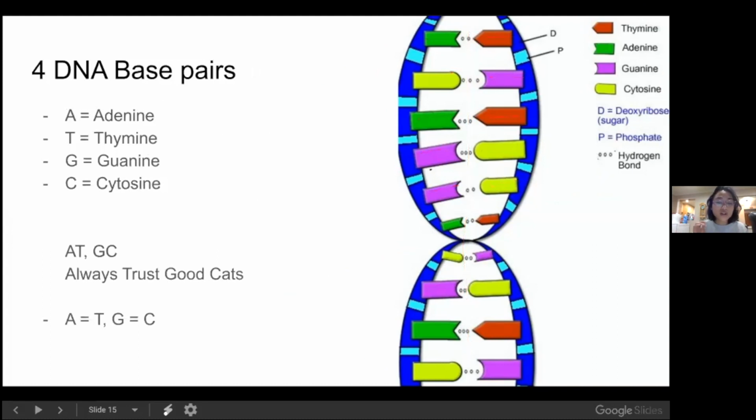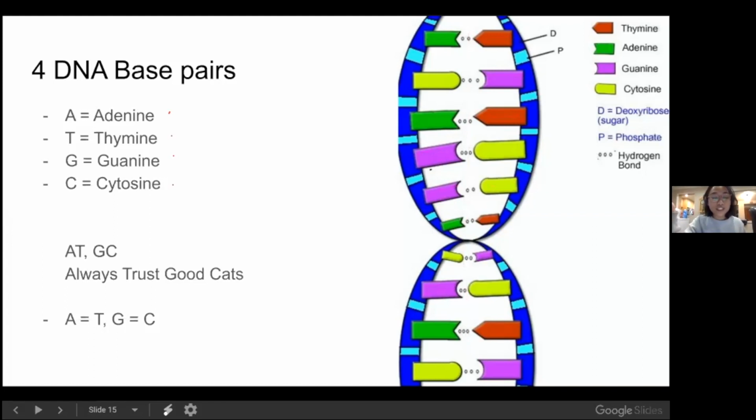There's 4 DNA base pairs, and yes, you do need to know this for all of the rest of science starting from now and way into high school and college. There's 4 DNA base pairs called adenine, thymine, guanine, and cytosine. Adenine, thymine, guanine, and cytosine. So that's really hard to remember, especially because we are online now.